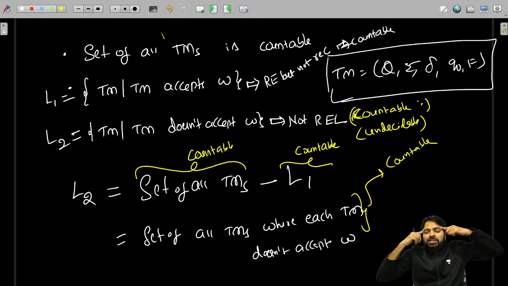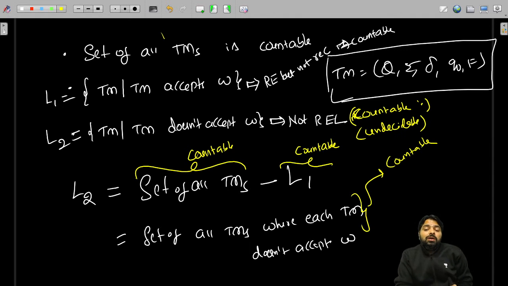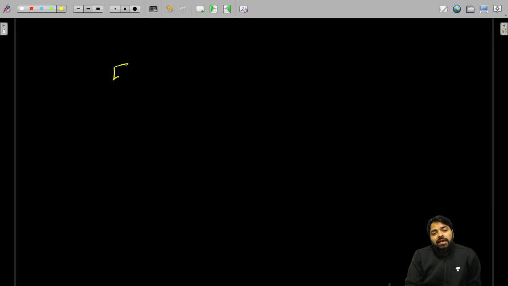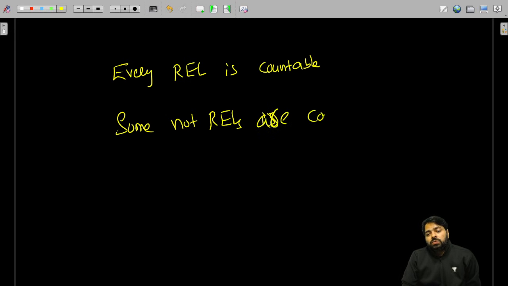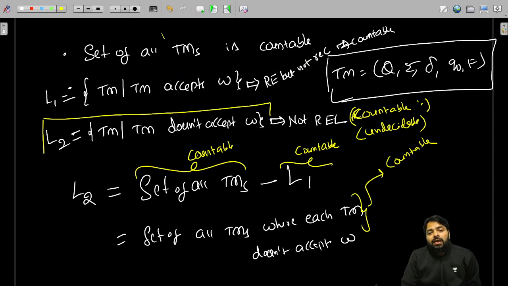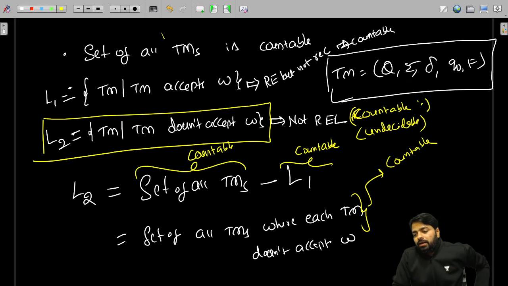Remember, there's no relation like this: every countable set, you can't say it is REL. Every REL you can say countable. Here there are some words you need to understand. Every REL is countable. That's true. But for every not REL, don't say uncountable. Some not RELs are going to be uncountable. That is what I am trying to say. Some not RELs are countable. That I am trying to show with an example: how this is a not REL, but still it is countable. Everybody? It is a very interesting point.